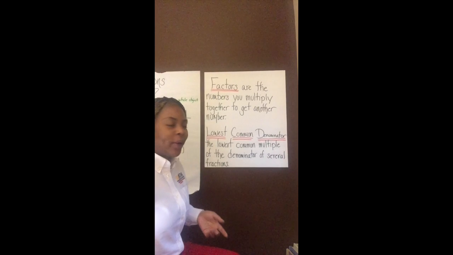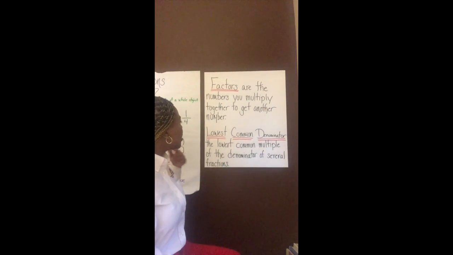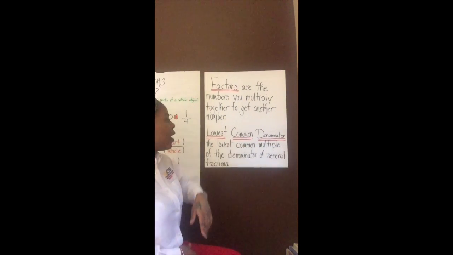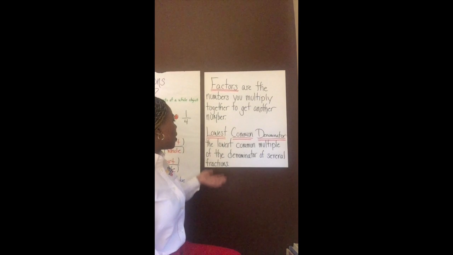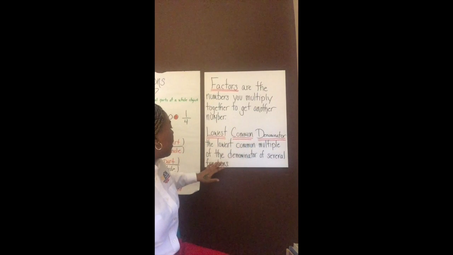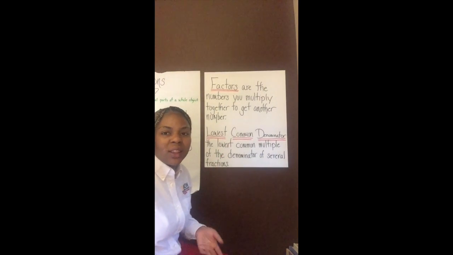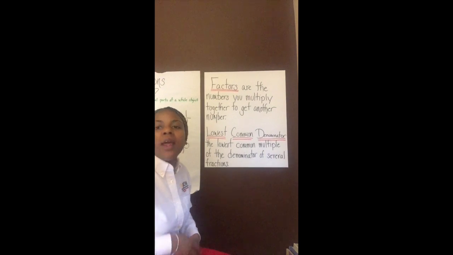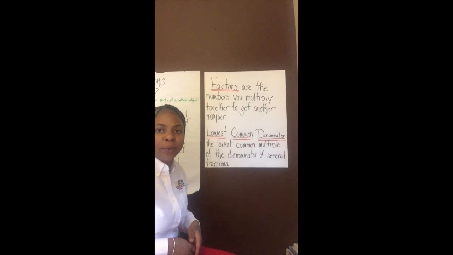Now that we got that back down the way, let's go over our second definition. Our second definition today is lowest common denominator. And lowest common denominator means the lowest common multiple of the denominator of several fractions. Again, lowest common denominator is the lowest common multiple of the denominator of several fractions. That definition seems a little tricky, right? As we go more along and we get into the examples, you'll understand it quite more.